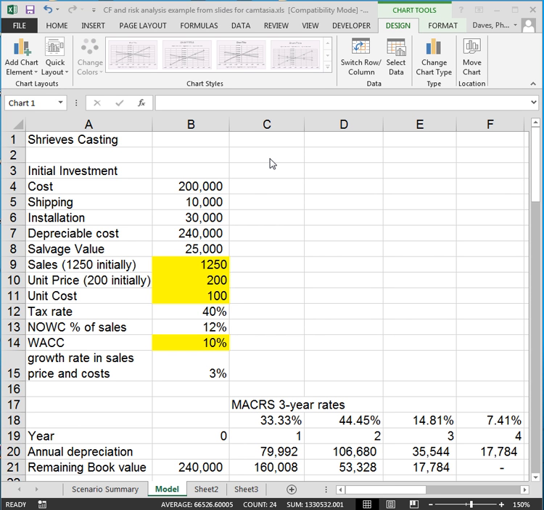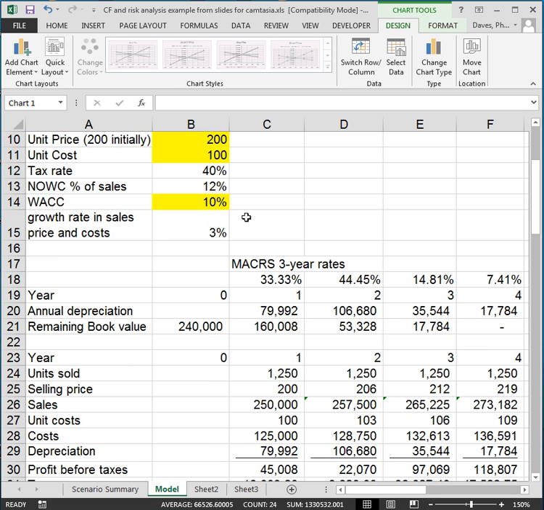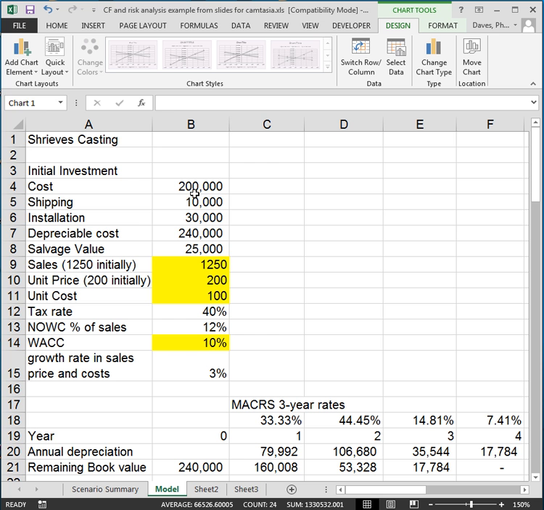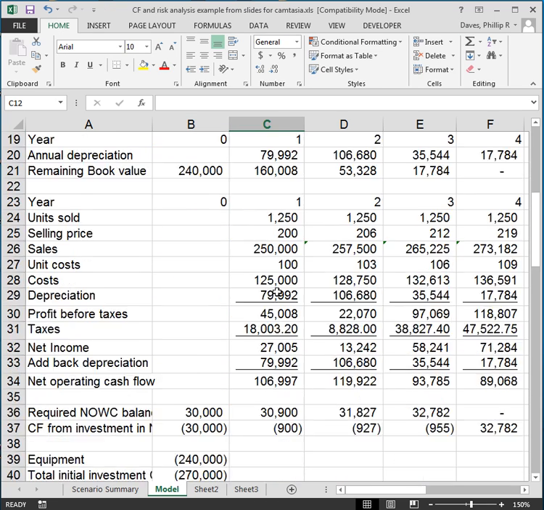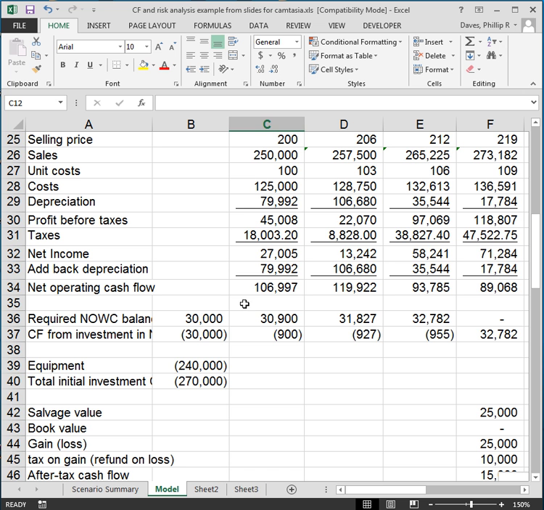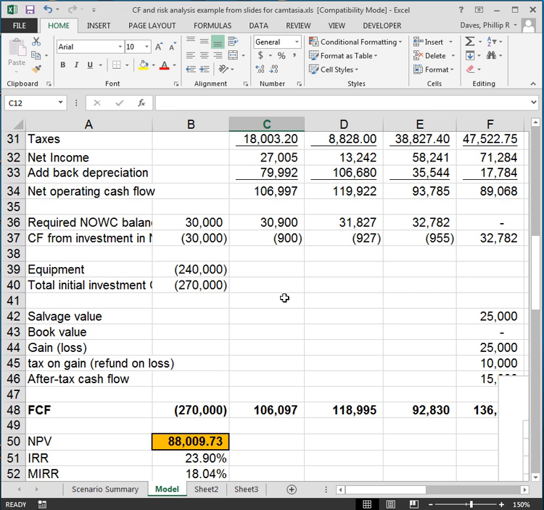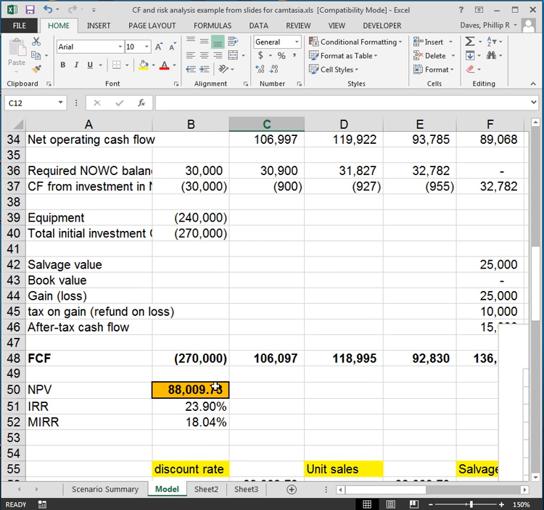Alright, now we're going to do a scenario analysis for our net present value model with Shrieves Casting Company. Recall that we have already created a model which generates the cash flows for this particular project. We've got some costs, we've got some salvage value, we've got some sales, a whole bunch of assumptions here. And we have a model which projects out cash flows, and if you go back and look at the Shrieves cash flow model, it shows how to construct this model. And ultimately we have an NPV.